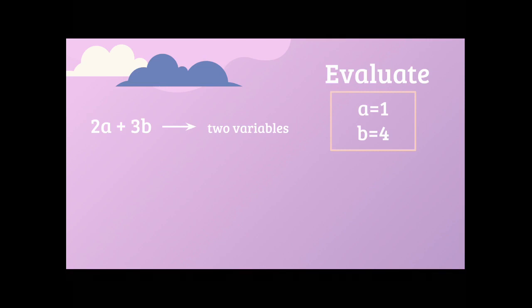Okay, so here we start with 2a plus 3b, and you're just doing the same steps. Even with 2 variables, you put in a 1 where a is and a 4 where b is. So it'd be 2 times 1 plus 3 times 4. And you do the multiplication, you get 2 plus 12 equals 14. And that's your final answer for 2a plus 3b.